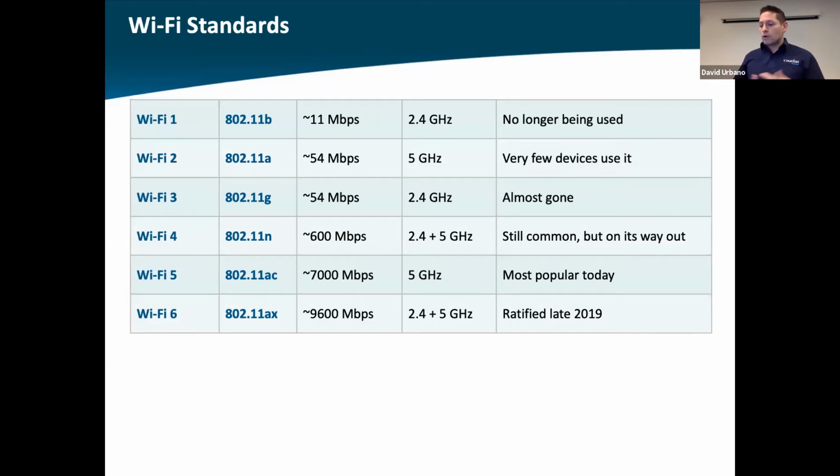Wi-Fi was released probably 20 years ago, roughly 1997, 1999, when the B standard was ratified. And since then, it has been evolving, right? So this is how it has been evolving.